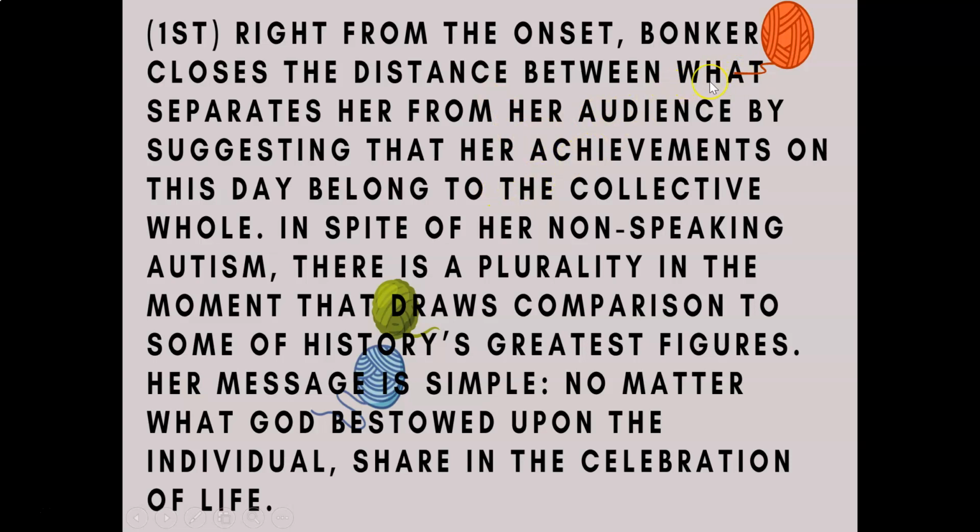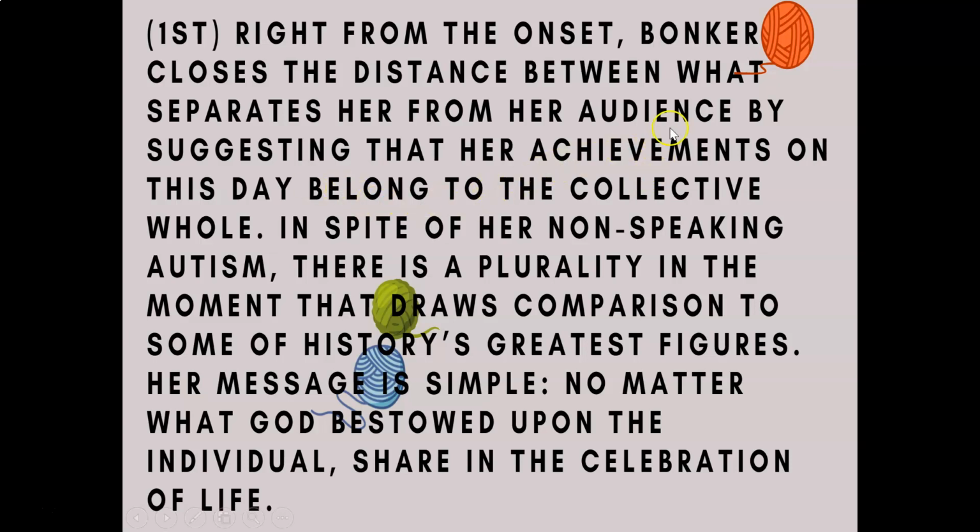Look at the promises that the student makes. The promise is going to be represented by a different color of yarn. So there's going to be 3 promises made in this first premise. So look where we go. Right from the onset, Bonker closes the distance between what separates her from her audience by suggesting that her achievements on this day belong to the collective whole. In spite of her non-speaking autism, there is a plurality in the moment that draws comparison to some of history's greatest figures. Her message is simple. No matter what God bestowed upon the individual, share in the celebration of life.